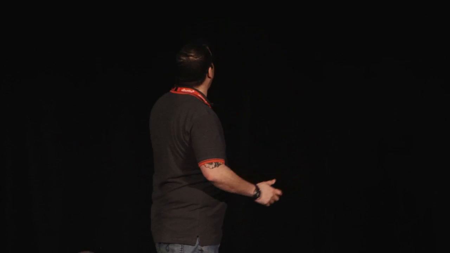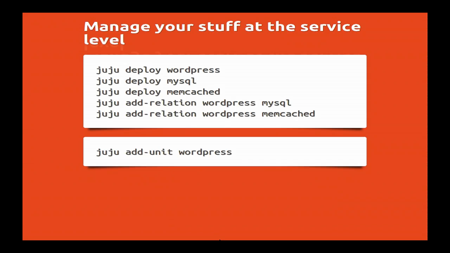We deploy WordPress and MySQL. WordPress with Memcache scales really nicely, so we add that as well. And then those are the relations that we're talking about, right? WordPress and MySQL, hooks fire off, and he will show you these hooks. And then WordPress talks to Memcache, and it configures Memcache to work with WordPress.